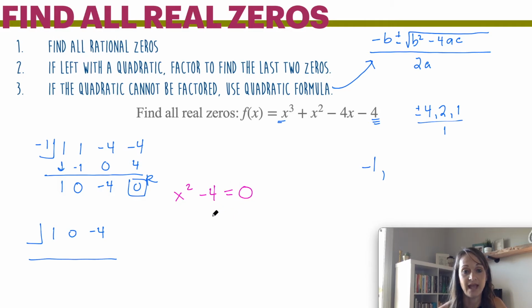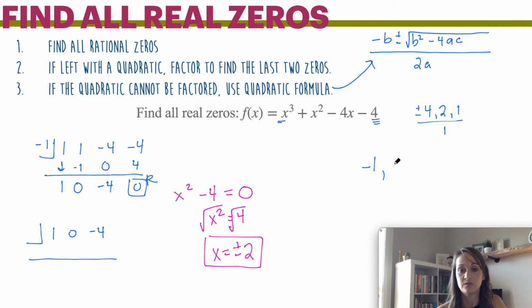I can solve it by adding 4 to both sides, and then I can take the square root of both sides, and I'll get x equals plus or minus, don't forget, when you take the square root, it's plus or minus 2. So therefore, my final answer is negative 1, a positive 2, and a negative 2.